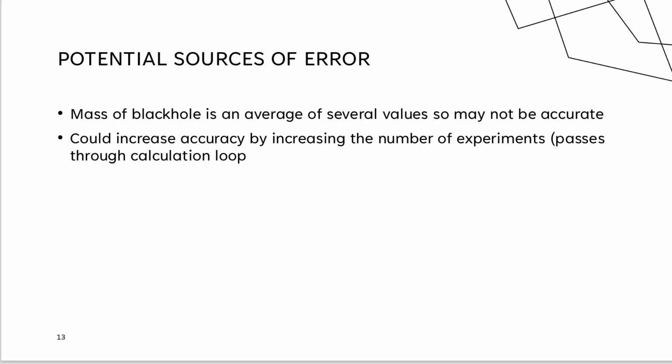One potential source of error was that the mass of the black hole is an average of several values, so it may not be totally accurate, but we could increase the accuracy by increasing the number of trials, which is the number of times passing through the calculation loop.